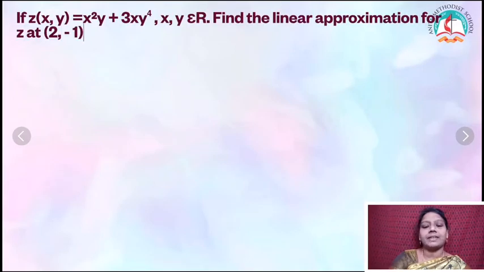Suppose we have z of x comma y equal to x square y plus 3xy to the power 4, where x and y belong to R. Now find the linear approximation for z at 2 comma minus 1. So one point is given to us, the function z of x comma y is also given. Now we have to find the linear approximation. How many variables do we have here? Two variables. So we have to apply the first formula.